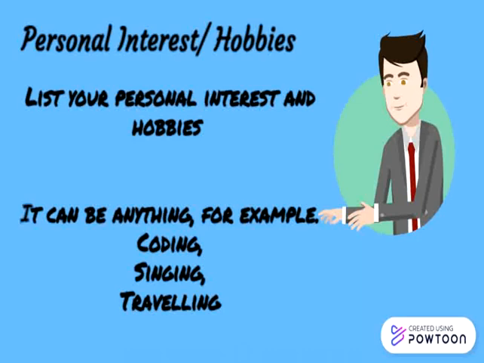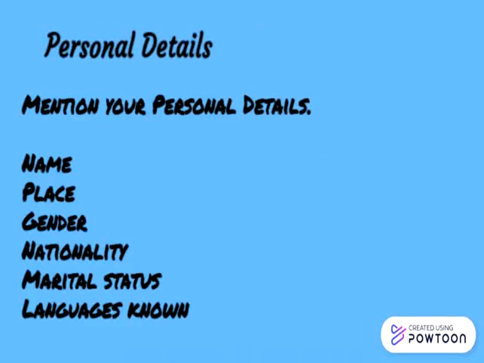Okay. And finally, what we have is the personal details. Mention your personal details. In this section, just mention your name, your place, gender, nationality, marital status, languages known. So such kind of personal details. You can either mention your parents' name. So all these information you can mention in the personal details. And with this, it creates a crisp and clear resume.